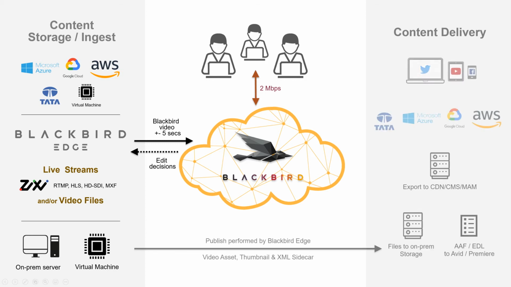So traditionally, we're publishing back into local storage, back into a NAS on-premise. Maybe a CDN or a MAM function is going to pick this up with an XML sidecar. Or we can deliver straight back within your Amazon S3 or so on, depending on where your source media is held in public cloud. And we can also do a direct to social media publish as well.